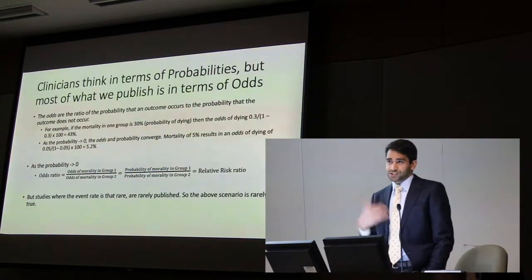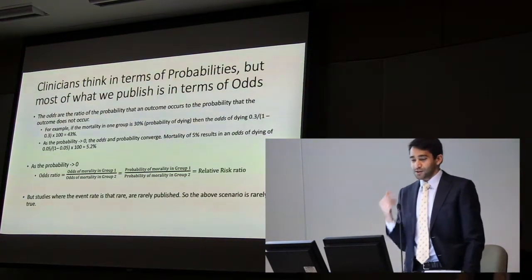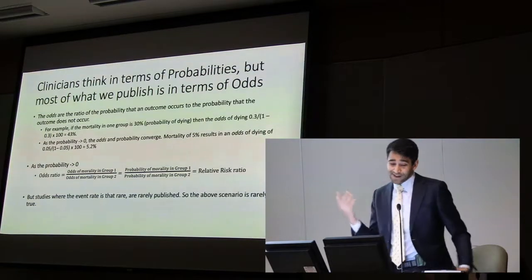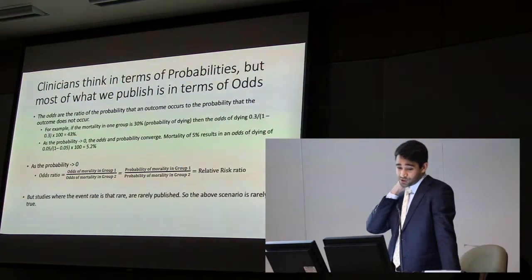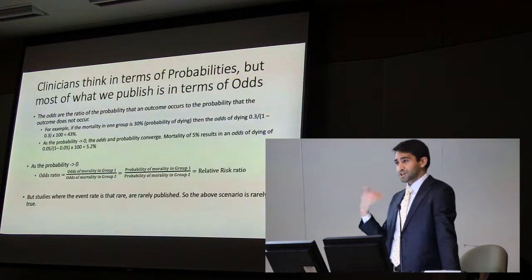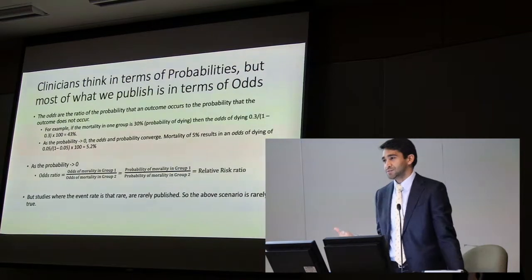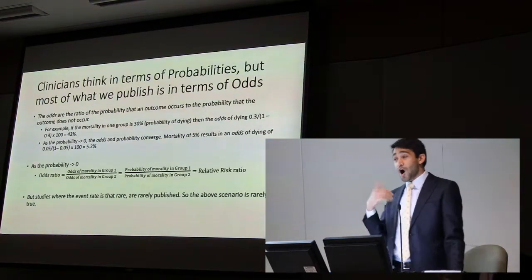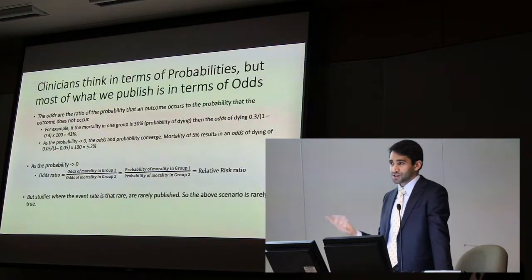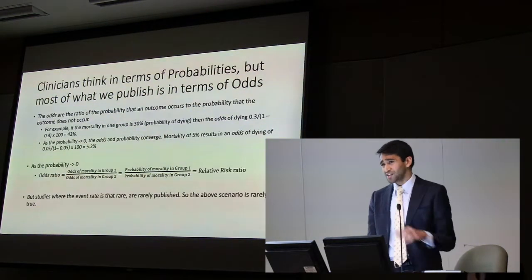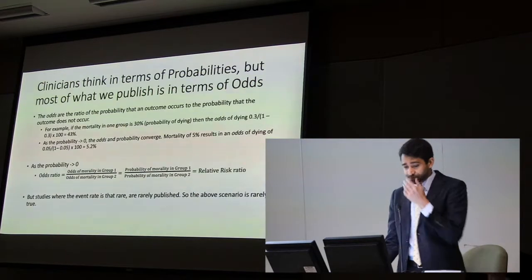Physicians think in terms of probability. Gamblers think in terms of odds. But the odds, and I'm not talking about odds ratios, is basically the probability of an outcome occurring versus it not. So if you're looking at mortality and you say the mortality is 30%, the odds of mortality is 30 over 1 minus 30, so it's like 30 over 70, 43%. Already a little harder for us to wrap our head around.